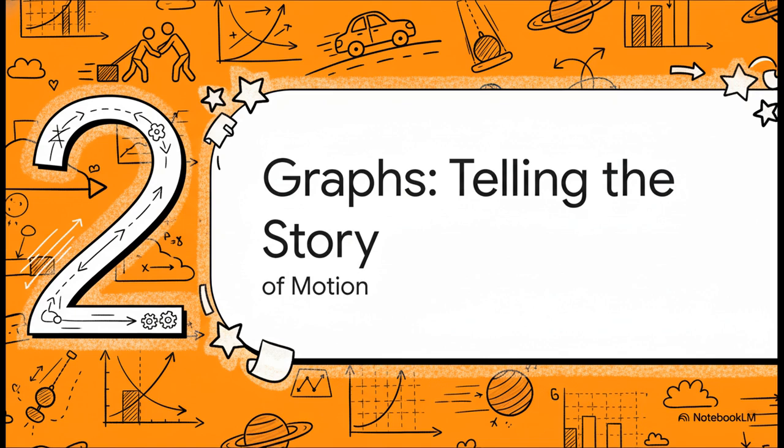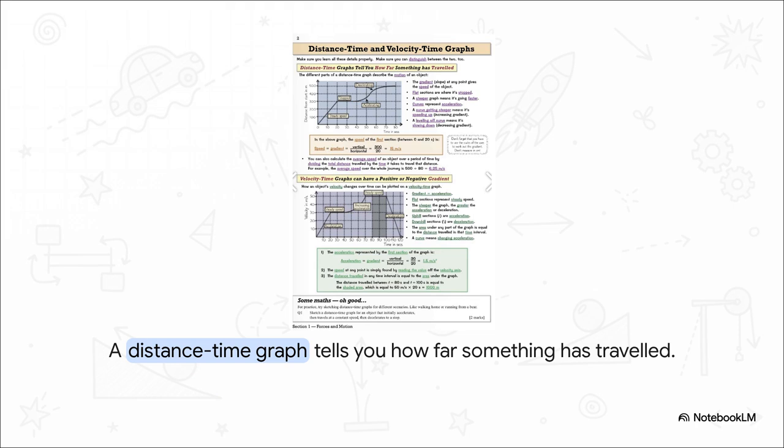All right, so let's build on that and move to the next big topic, graphs. Now, don't think of these as scary diagrams. Just think of them as a picture, a visual story of something's journey. All we have to do is learn how to read that story. The first kind is a distance-time graph. It's pretty straightforward. It just shows how far something has moved away from where it started. You can see distance is plotted on the vertical y-axis, and time is ticking along on the horizontal x-axis.